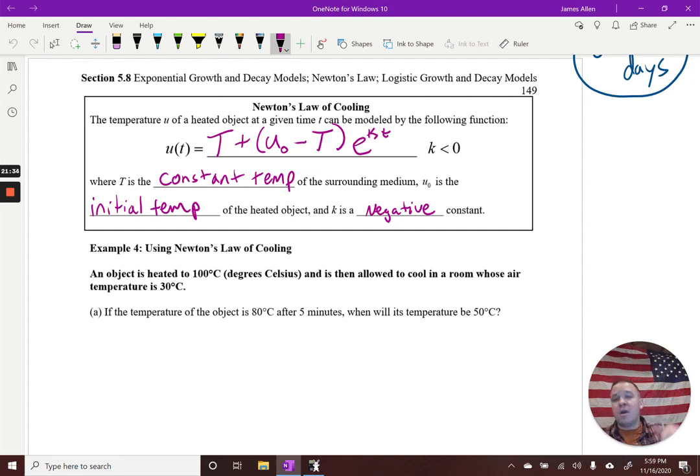The temperature U of a heated object at a given time t can be modeled by the following function. I've already jotted it in there to save a little time so I can make jokes instead. So capital T is the constant temperature, like the room temperature. U naught is the initial temperature of whatever you took out, whether it's a pizza or tacos. And then K is a negative constant. Okay, so let's go ahead. I'm going to jot this down once again. So we have it. And there we are.